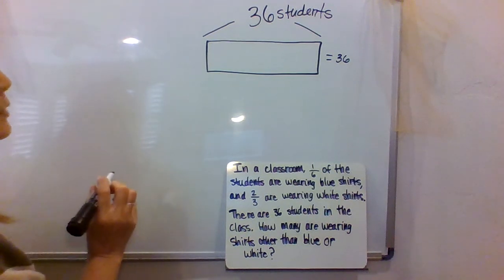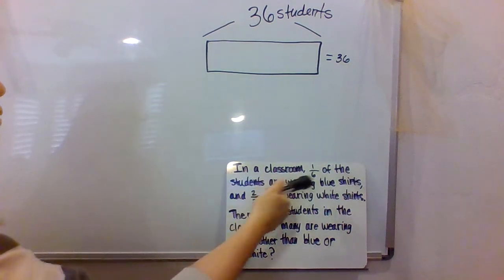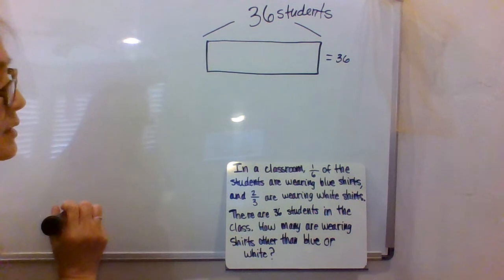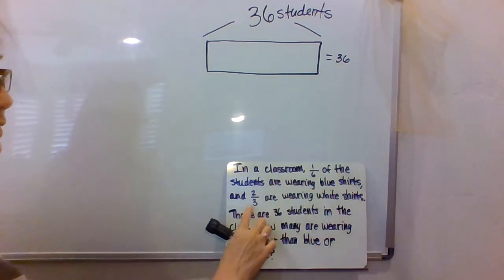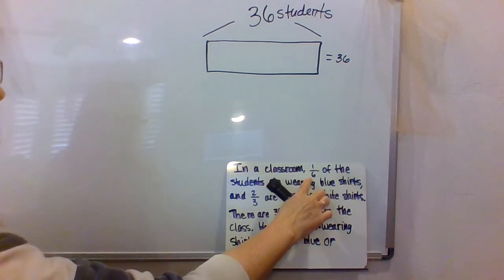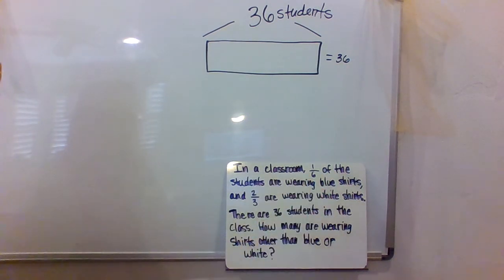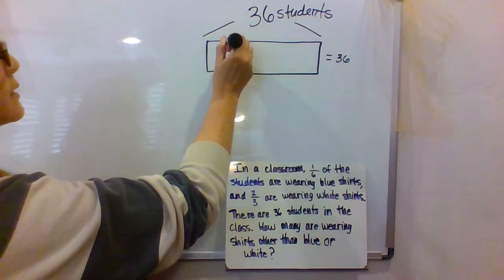So now I need to think to myself, they're giving me a fraction of 1/6 and 2/3. This will give me more equal parts. This will only give me 3 equal parts. This will give me 6, but I know 2/3 can become an equivalent fraction to the 6th. So I'm going to go ahead and split it into 6 equal parts.